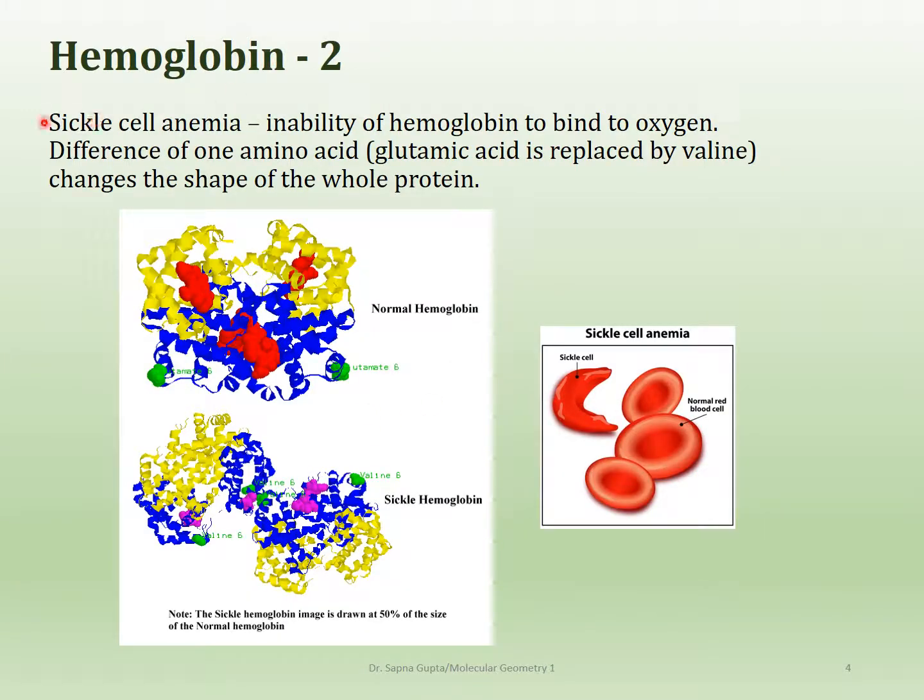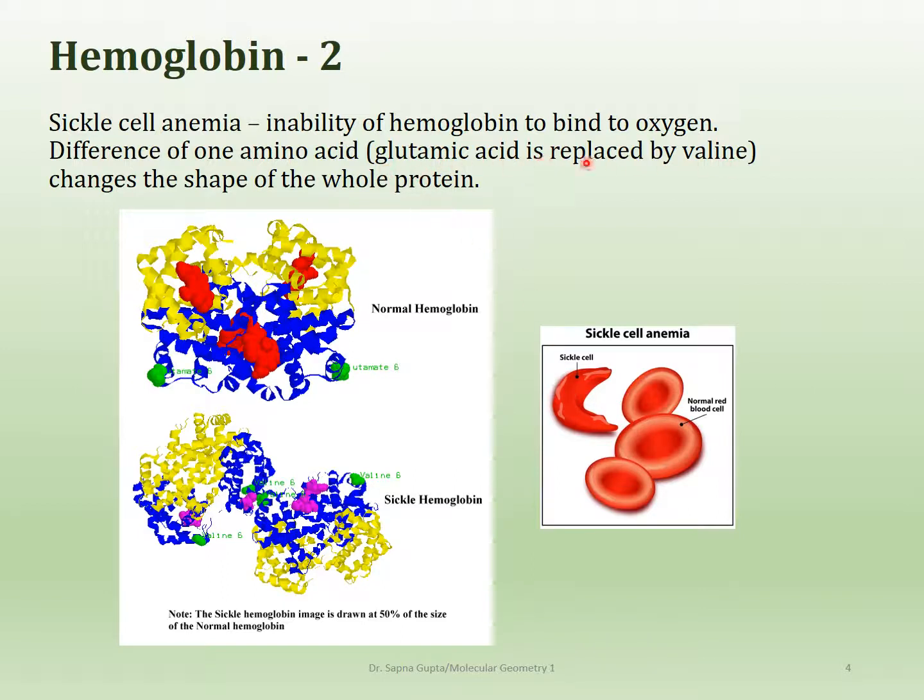And this is important in case of sickle cell anemia, which is a genetic disorder, and it is an inability of the hemoglobin to carry oxygen. It does not bind to oxygen. The sickle cell actually looks like this. It's not even formed properly as a disc. So it looks like this. And the only difference between hemoglobin as in a normal cell versus a sickle cell is one amino acid.